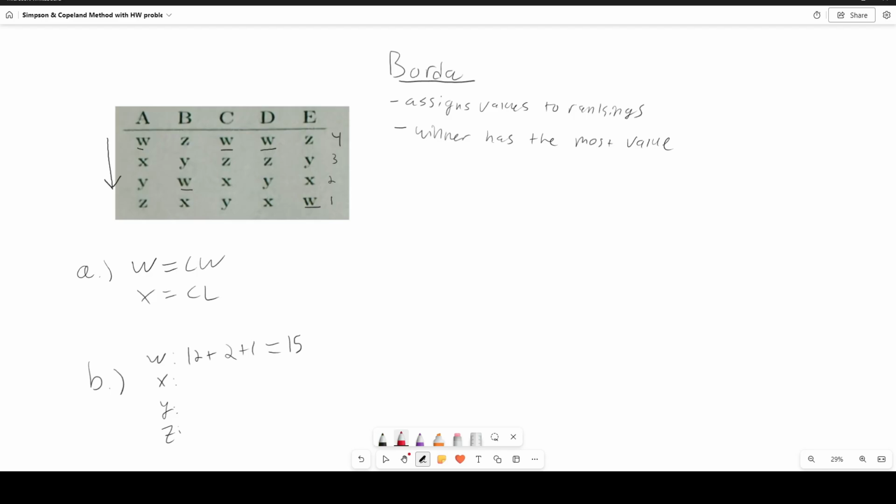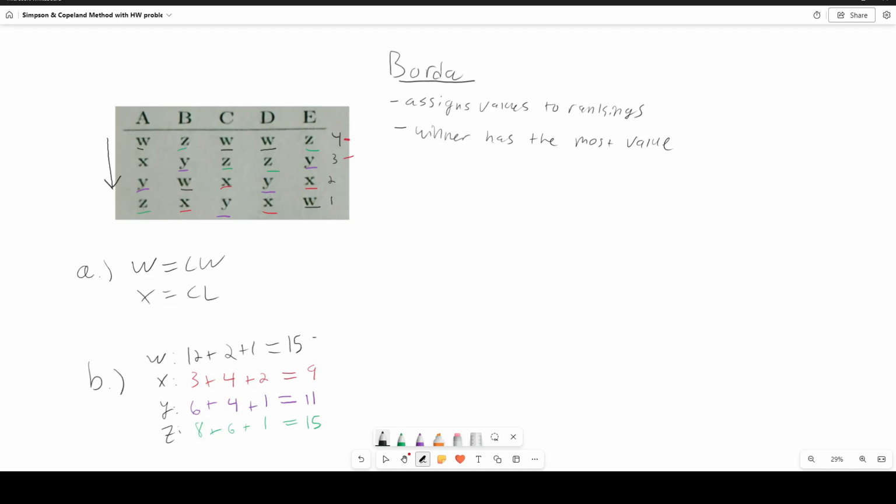For counting X, there's none on the first row. We have 1 X on the second row for 3 points, so 3 plus 2 plus 2, which is 4, plus 1 plus 1, which is 2, which equals 9 votes. For Y, we have 3 plus 3, which is 6, plus 2 plus 2, which is 4, plus 1, which is 1. So for Y, we have 11 votes. For Z, we have 4 plus 4, which is 8, plus 3 plus 3, which is 6, plus the 1, which is 1, which equals 15.